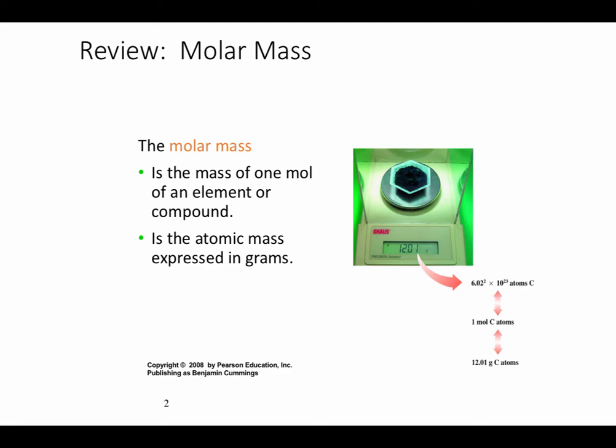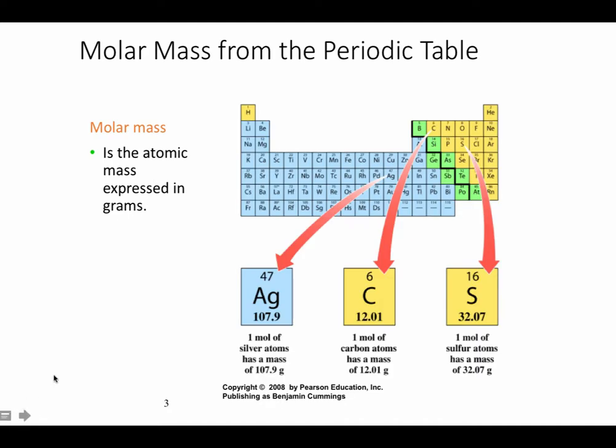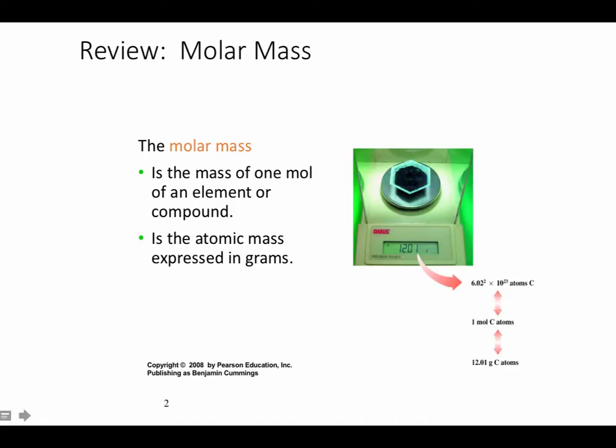Okay, so let's review what we've learned so far about molar mass. We're going to extend this concept to compounds. So, what do we know about molar mass so far? Well, we know that molar mass is the mass of 1 mole of an element or a compound. This is also the average atomic mass that's on the periodic table.